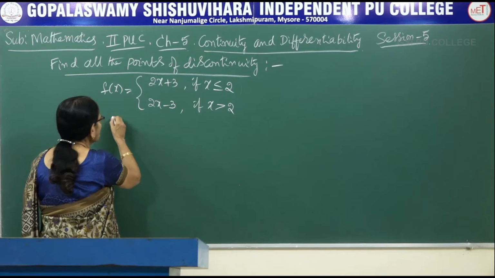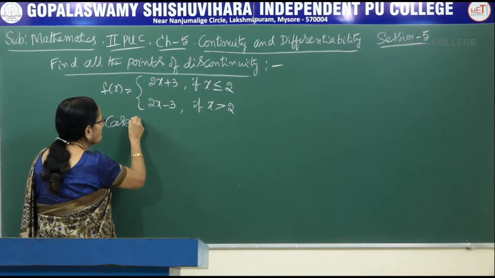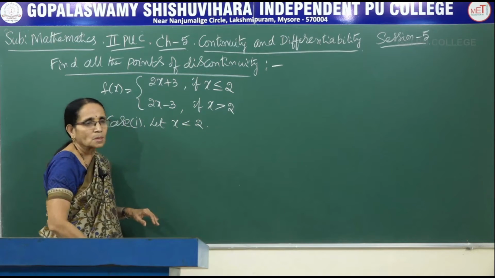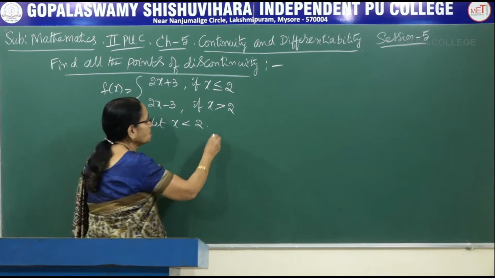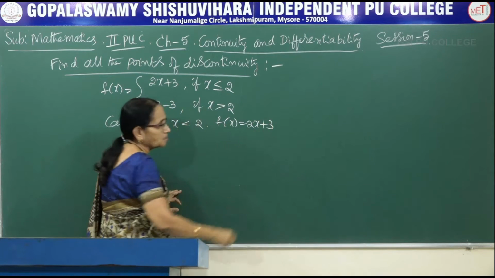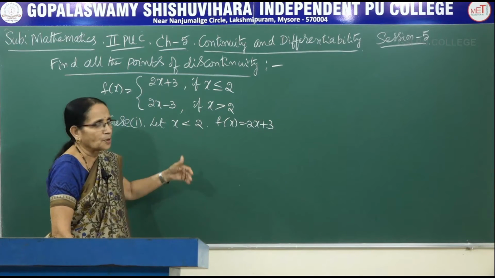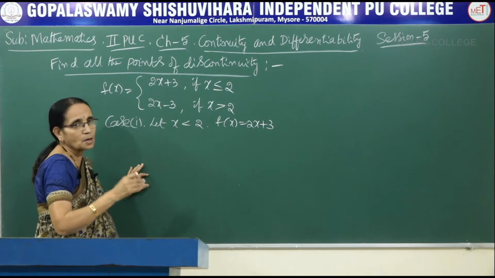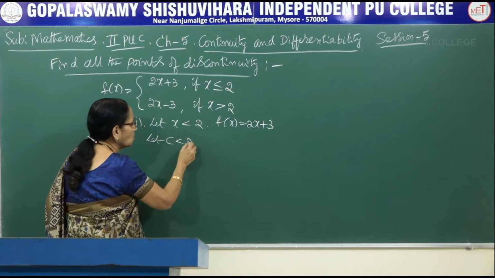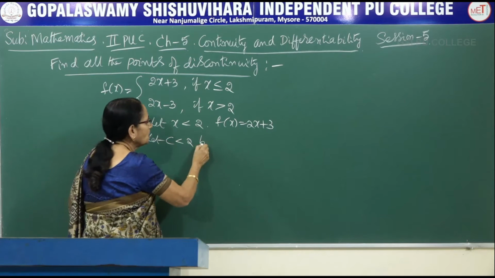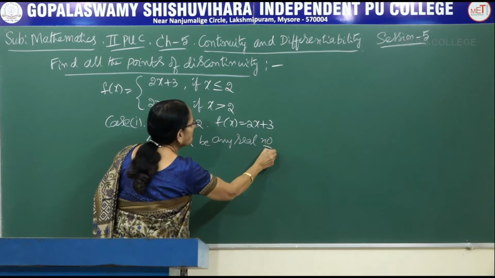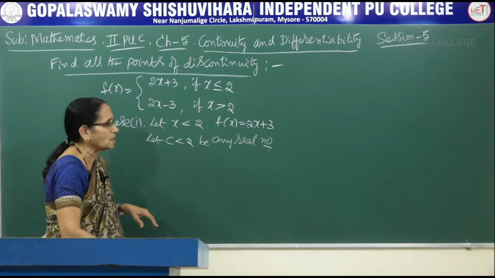So let me write it as case 1. Case 1, let x be less than 2, strictly less than 2. Then f of x is equal to 2x plus 3. Now it is a polynomial function, and it is defined for all the real values. Now let c less than 2 be any real number.